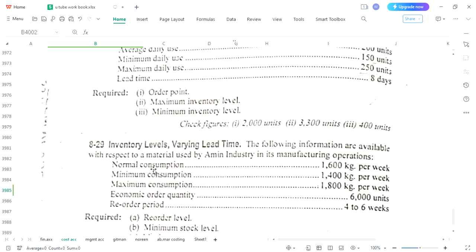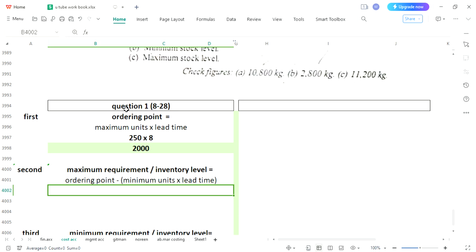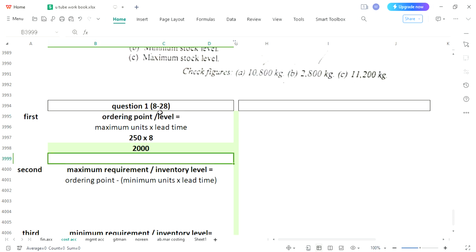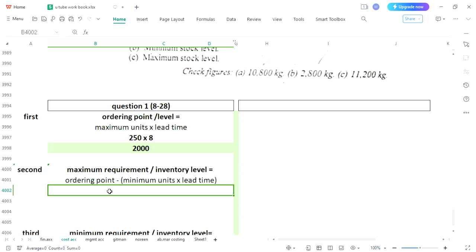Now we will see the second requirement, which is the maximum inventory level. For this we have the formula. Ordering point is also called ordering level; it is the same thing. The ordering level has already been calculated: 2000 is the answer for the ordering point, and the same answer is used here. To replace the ordering point, we write 2000, and then you need to subtract, bracket open, the minimum number of units.